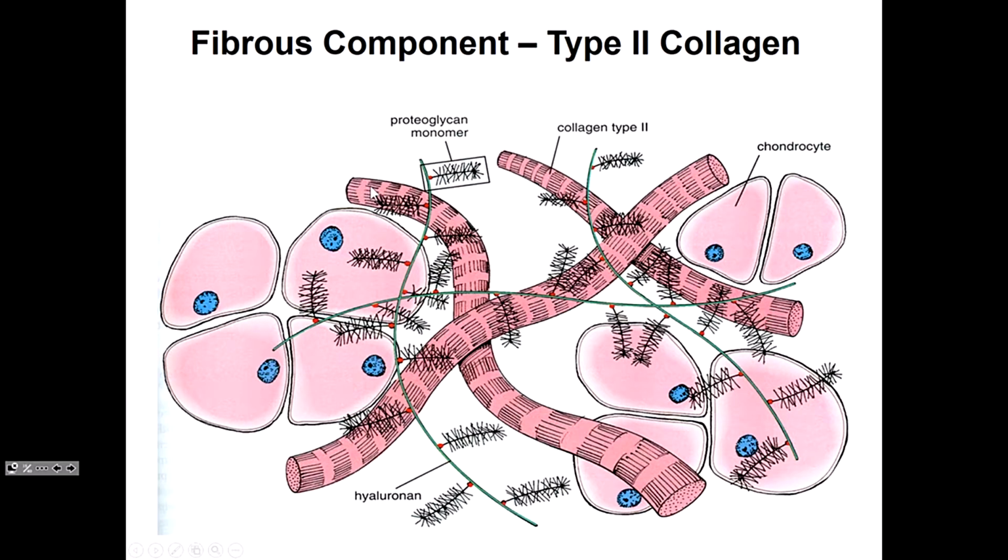Probably the most prominent type of cartilage in all of them. But you don't see it because it's covered over with these glycosaminoglycans and proteoglycans. But it's there, type 2 collagen.